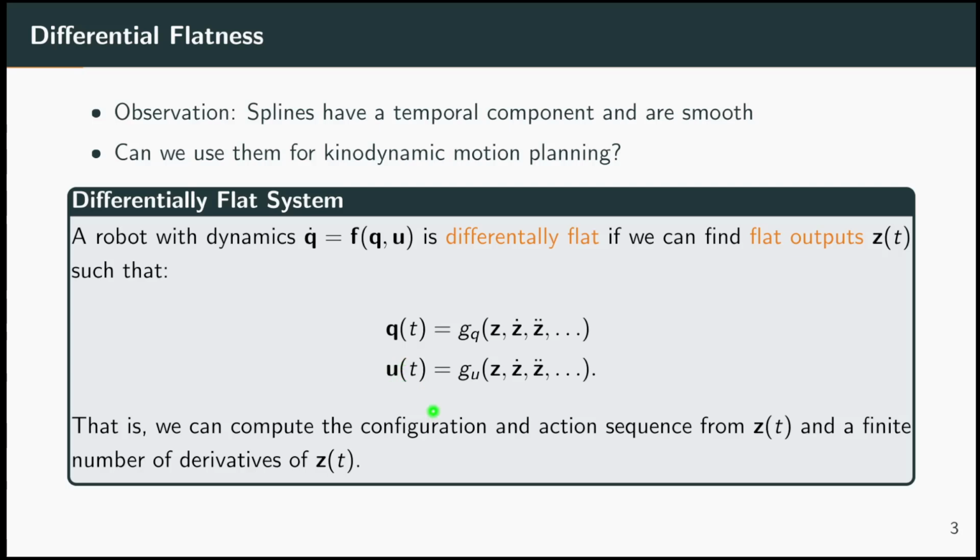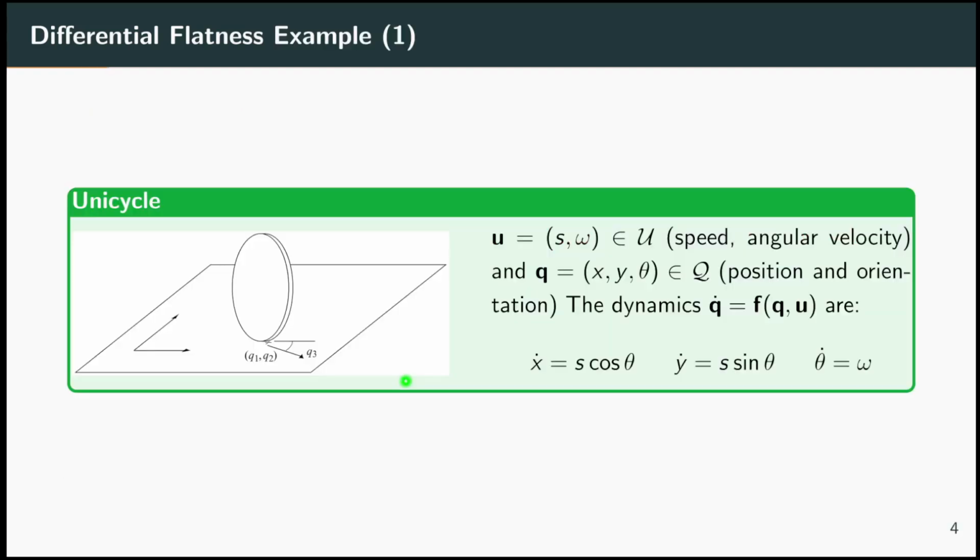We also need another function that maps this latent variable to our actions. In other words, if we have a sequence of these latent variables and also a way of computing the derivatives, we could directly compute both the state sequence and the action sequence, which is the output of a kinodynamic motion planner. That's maybe a little bit abstract, so let's look at a more concrete example here.